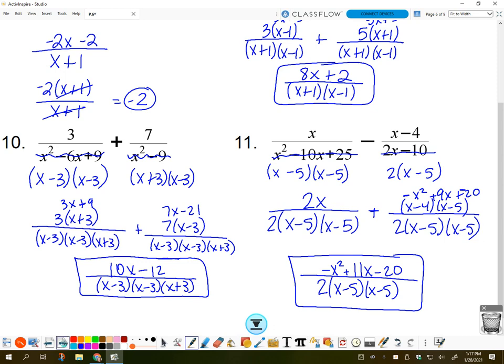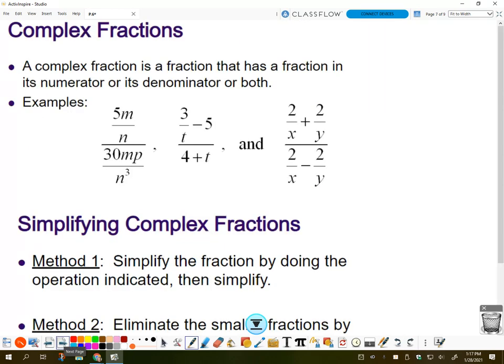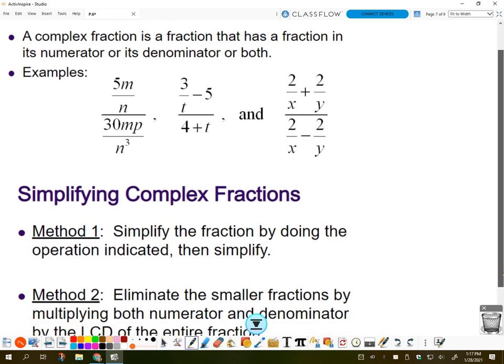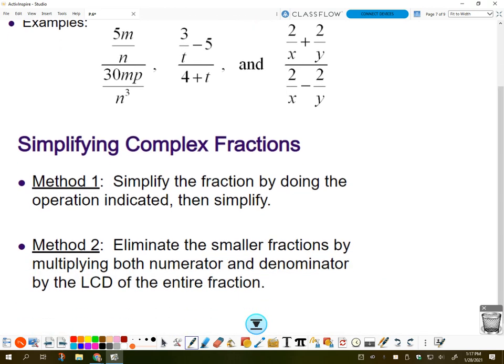All right, so this next thing that we have is complex fractions. All right, so a complex fraction is a fraction that has a fraction in its numerator or its denominator or both. So complex fraction means big, ugly fractions with lots of little fractions. All right, to simplify, there are 2 methods. You can simplify by doing the operation indicated and then simplifying, or you can eliminate all of the little fractions using an LCD, which is the method that I choose to use. I think it saves a lot of steps. So that's what I'm going to show you is method 2.